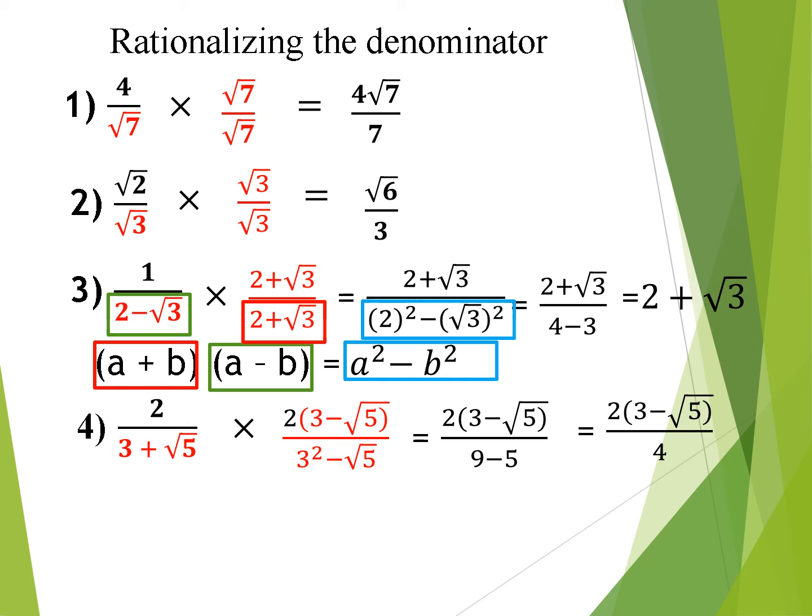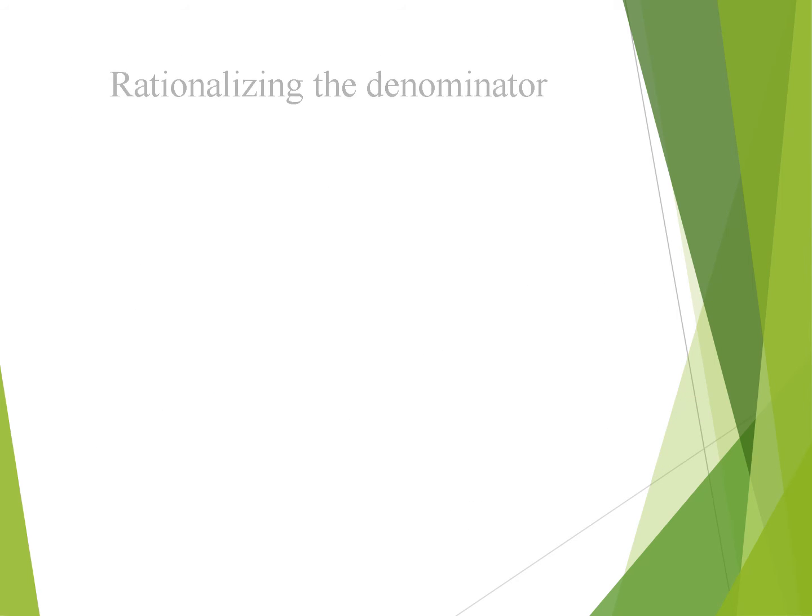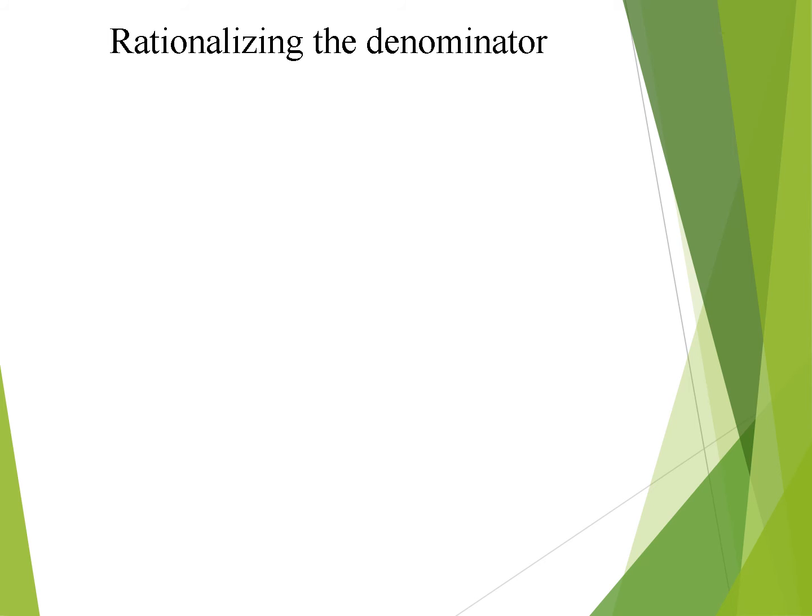And the final answer will be 2 into 3 minus root 5 upon 4. Now we have to give the simplest version. We can see 2 and 4 can be cancelled. So 2 2s are 4. And hence the final answer will be 3 minus root 5 upon 2. A few more examples of rationalizing the denominator.